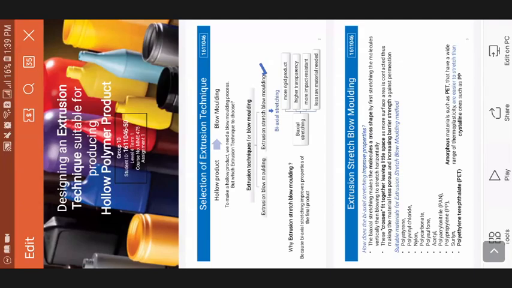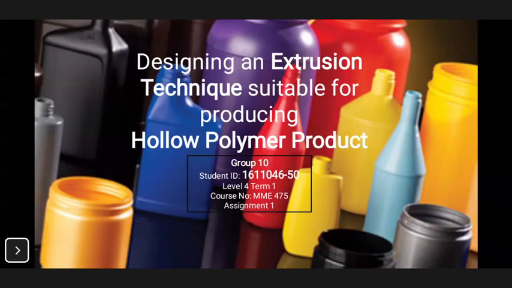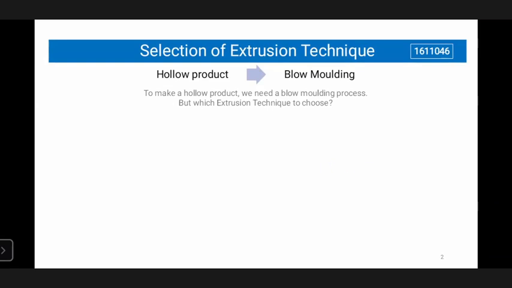Assalamu alaikum. My name is Aminul Islam, and today my topic is designing an extrusion technique suitable for producing hollow polymer products. Selection of extrusion technique: for a hollow product, we select the blow molding process. To make a hollow product, we need a blow molding process, but which extrusion technique to choose?